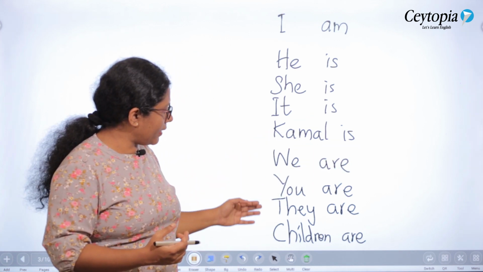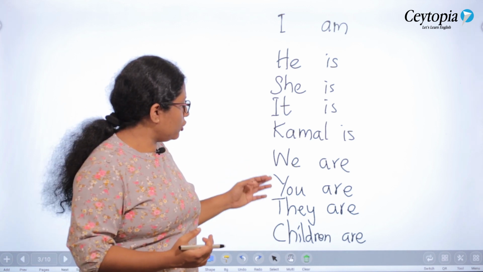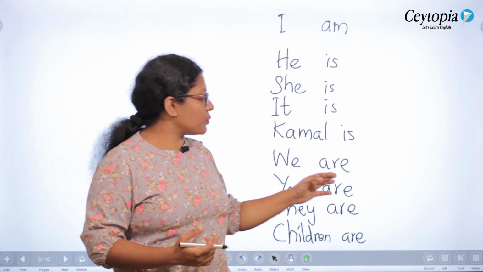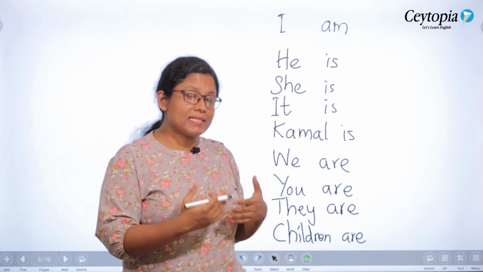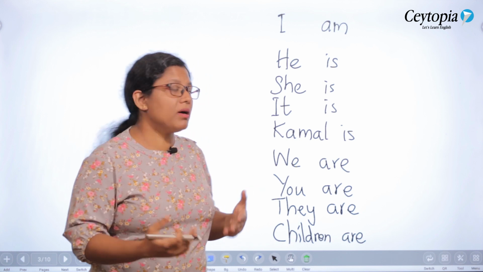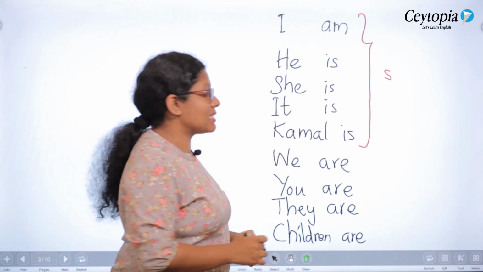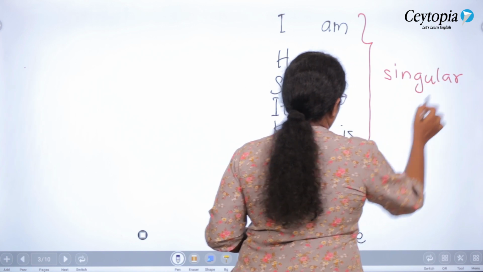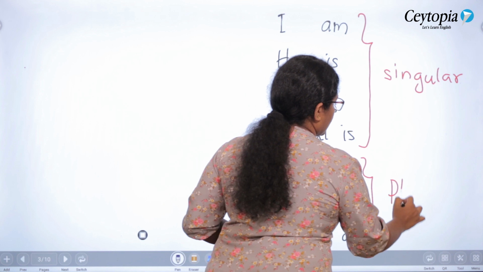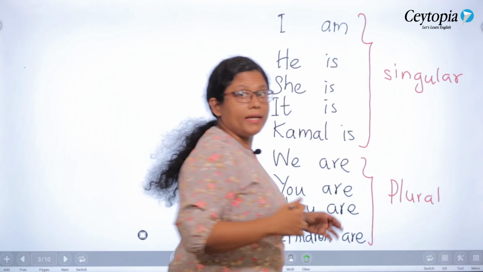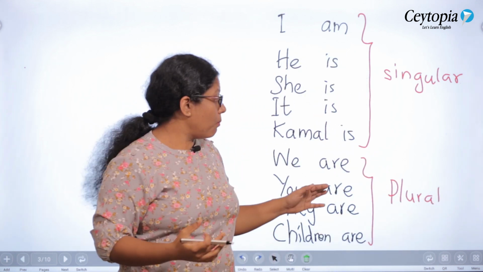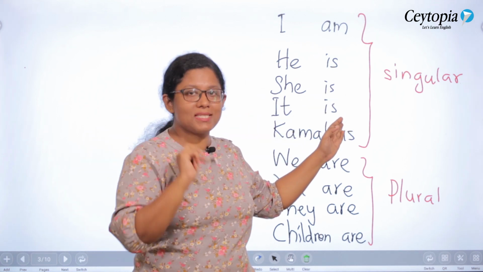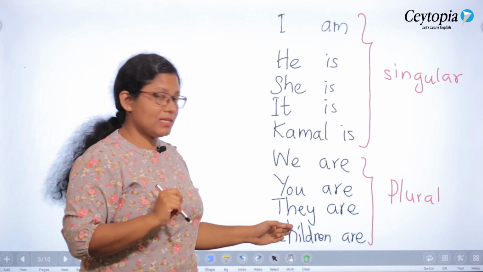Then let's take a look at the plural nouns. We, you, they and children. With all these plural nouns we use are. So now we can categorize them according to the number. With these nouns we use is and they are singular. And these are plural. Here we are talking about many things, more than one. Here we are talking about one thing or one person. So it's singular and this is plural.